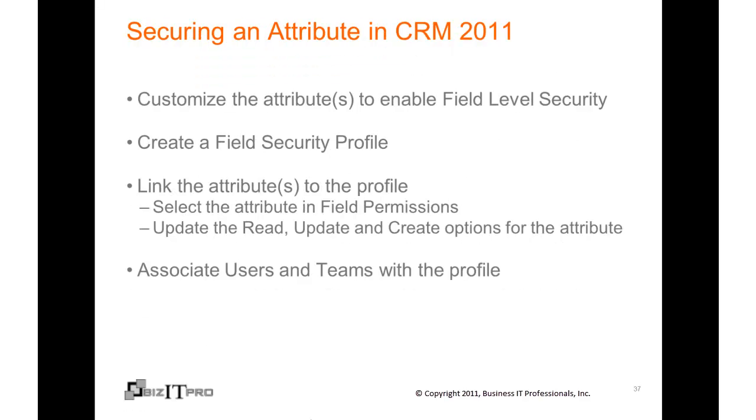Securing an attribute in CRM 2011. First of all, you must customize the attribute to enable field level security. Next, you would create a field security profile. You would link the attributes that you wish to grant access to the profile and select each attribute, then update the create, read, and update options for that attribute within the profile. And lastly, you would associate teams and users with the profile.